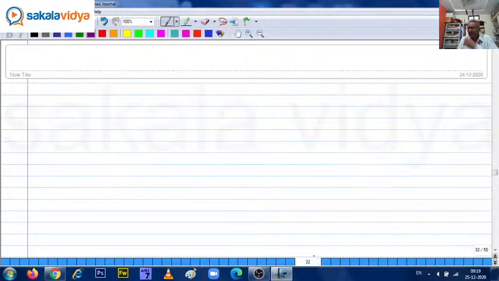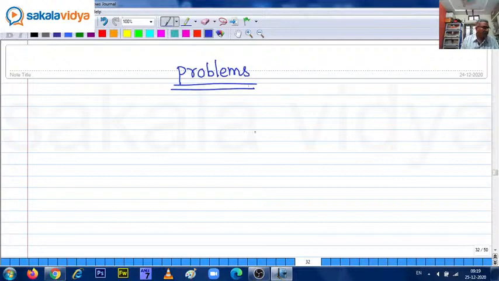So now let us solve the problems. We have discussed the total concept of the logarithms. So now we shall switch over to the problems. Let us do the first problem.